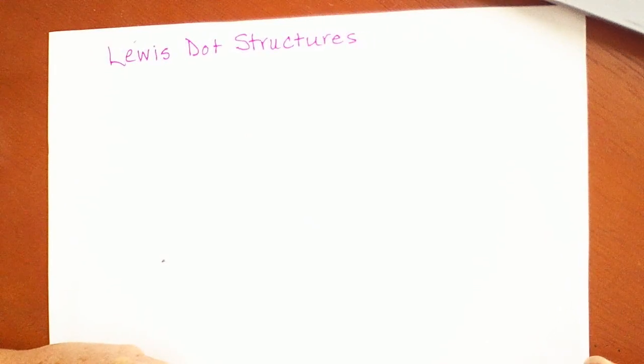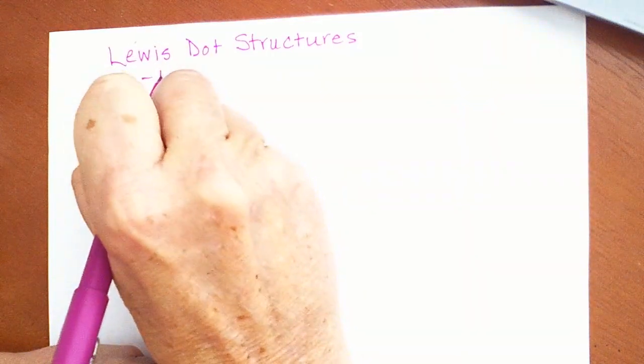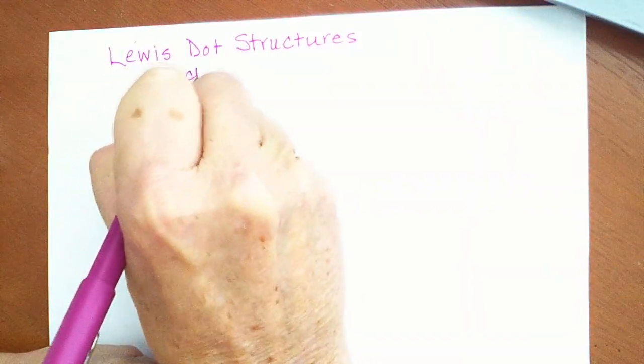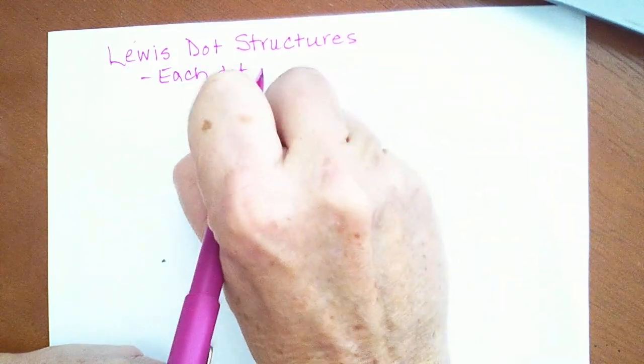Hi everybody. Okay, so today we're going to start doing Lewis dot structures. And we've already started talking about these Lewis dot structures. We started talking about them a while ago. And what we talked about is that each dot represents one valence electron.